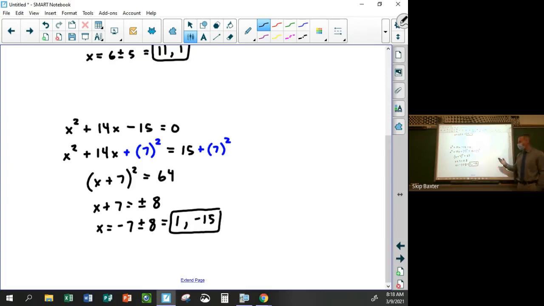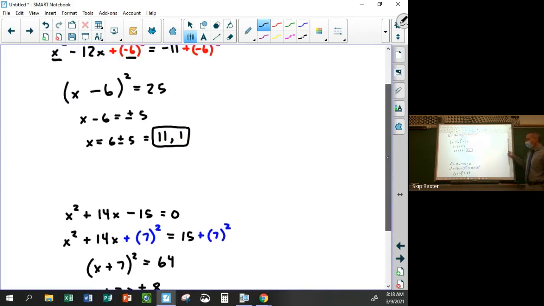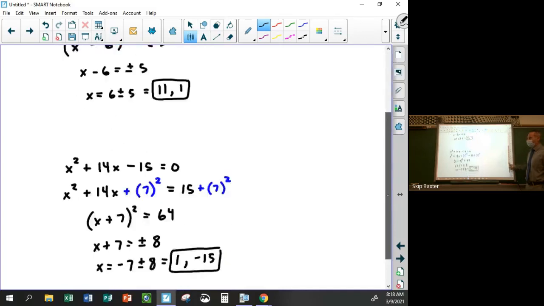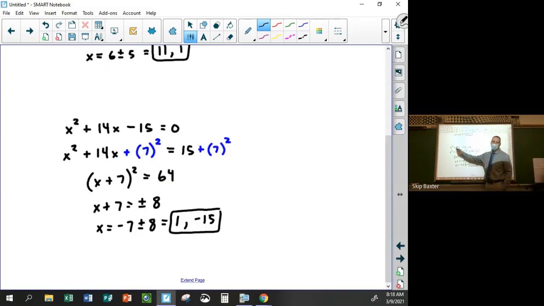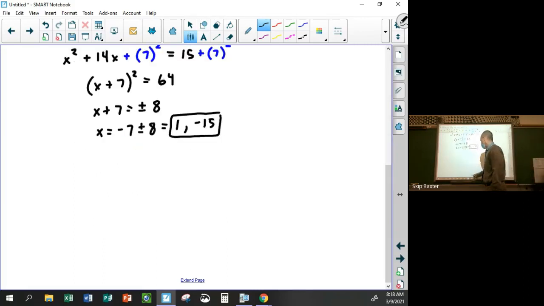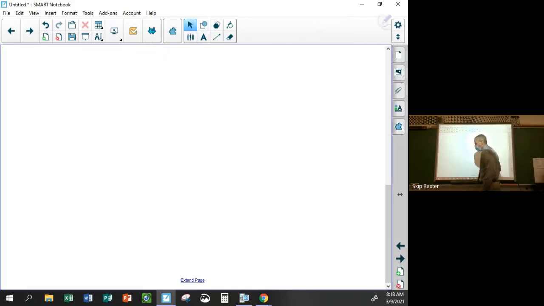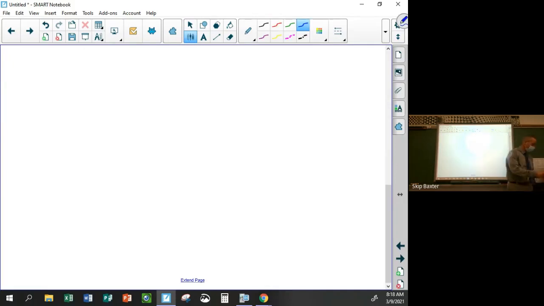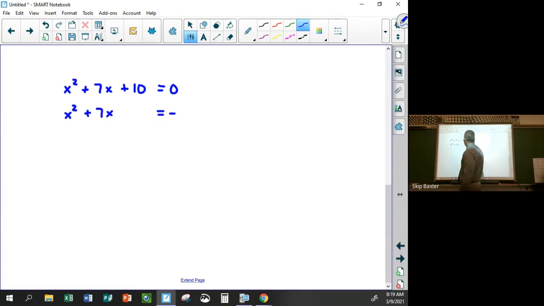Now, one thing that I've done in all these problems so far is I've sort of rigged them to work out nicely because I picked an even number in the middle. But even if there's an odd number in the middle, this process still works. Okay, let me show you. Like if I have an odd number in the middle, like suppose it was x squared plus 7x plus 10. Move the 10 over, so x squared plus 7x equals negative 10.